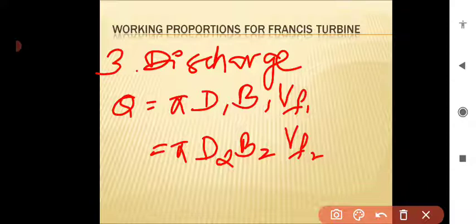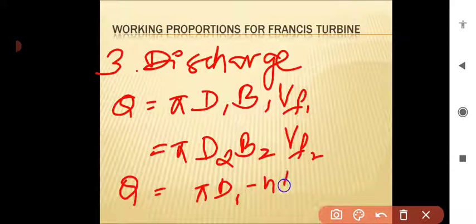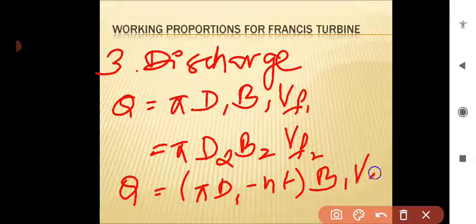If the thickness of the blade is taken into consideration, the discharge Q is equal to (pi D1 minus nt) into B1 Vf1, where n is the number of blades and t is the thickness of each blade. These are the proportions of the Francis turbine.